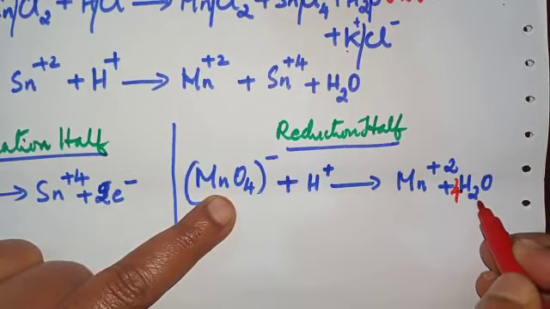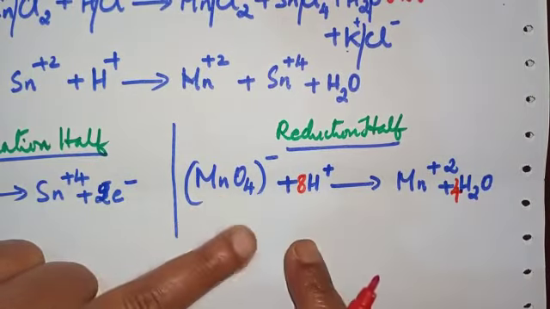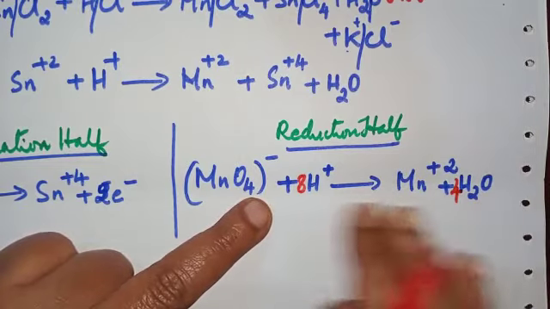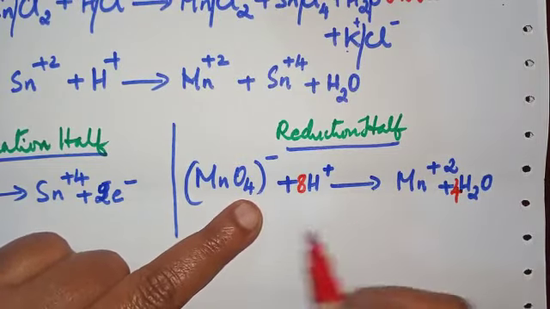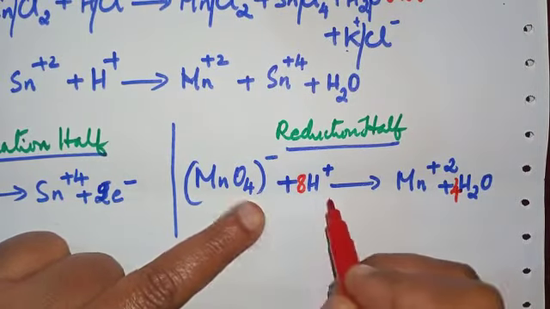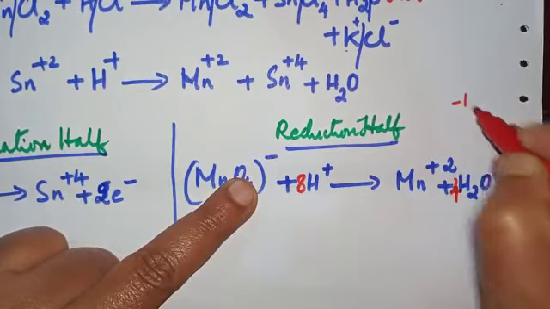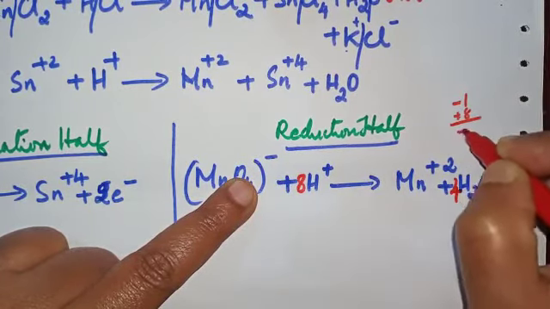Whereas hydrogen, it is 8. So what will I do? I just put an 8 here, so 8 H+ ions are there now. So hydrogen is balanced, and oxygen is also balanced. Now we have to balance the charge. Here −1 charge and here 8+ charge. So −1 plus 8 becomes +7.